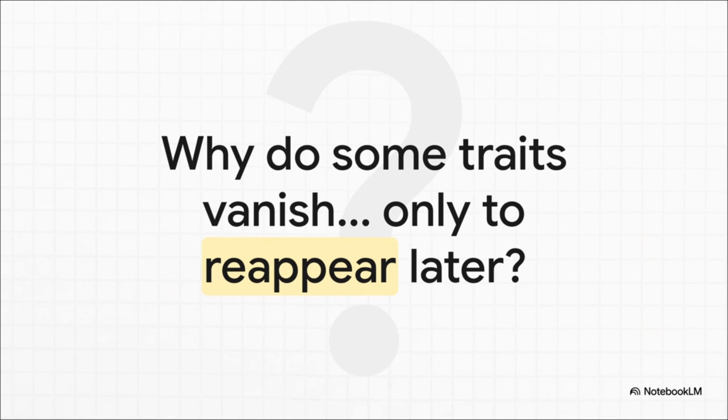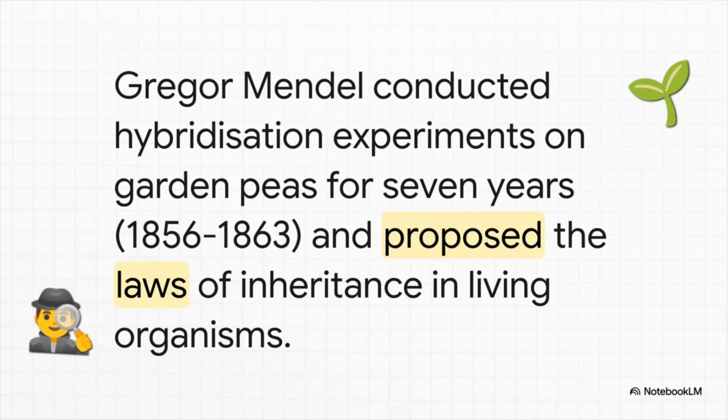How can a tall plant and a short plant have offspring that are all tall, but then, out of nowhere, short plants just pop back up in the next generation? It seems impossible, right? Well, this is the exact puzzle that kicked off the science of genetics. And to solve it, we're going to follow the trail of the guy who first cracked the case, Gregor Mendel.